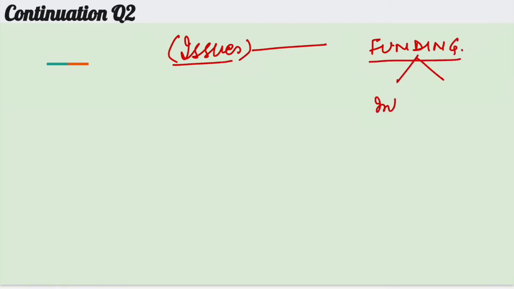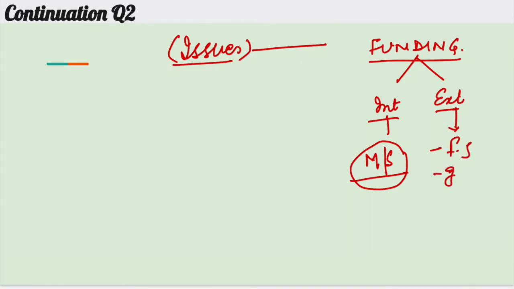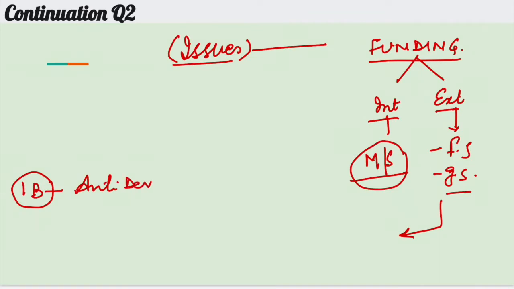Funding is of two types, that is internal funding and external funding. In internal funding, you can talk about membership fees and also subscription fees. In external funding, the sources are foreign source and government source. Now it has been observed and highlighted by the IB report that the anti-developmental protest by some of the NGOs is leading to the loss of 2 to 3% of the GDP.